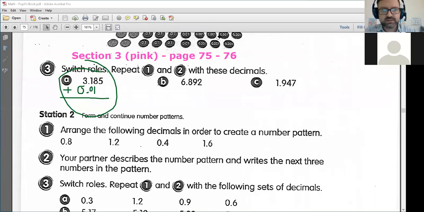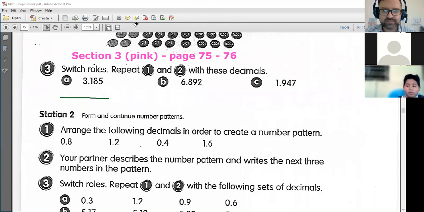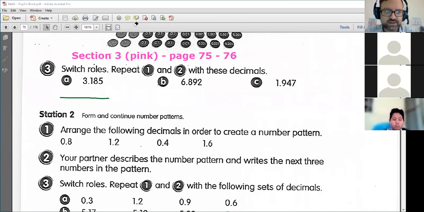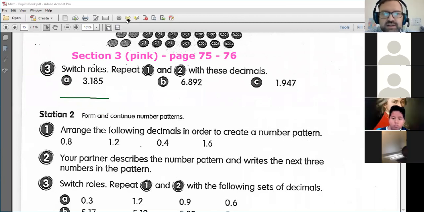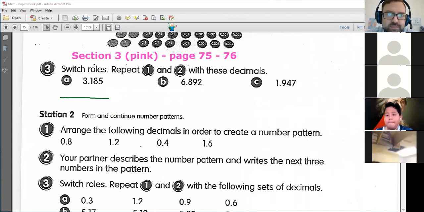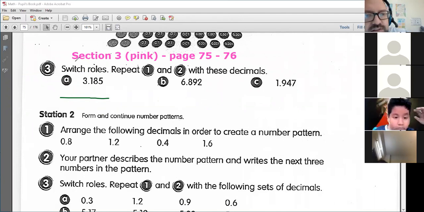All right, let's continue. Pyrrhic, how you doing? Good. All right. Can you tell me which number is in the thousandths place? Still on letter A here. Three. No, three is in the ones place. Oh, five. All right, five is in the thousandths place, with the TH on the end.